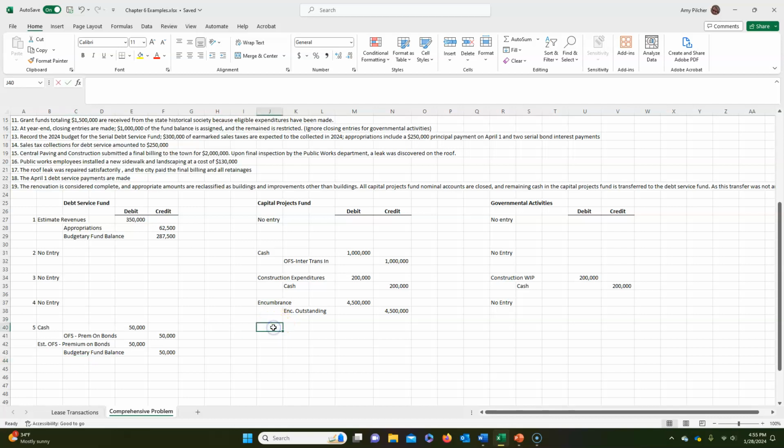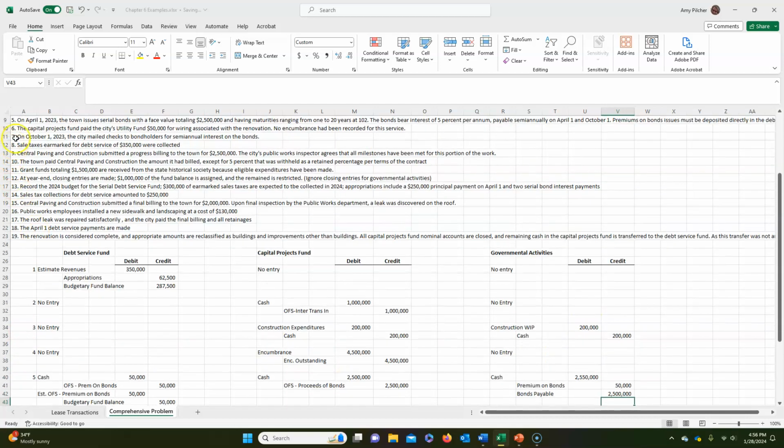For the construction project, we have received cash of $2.5 million. One too many zeros there. And we have proceeds of bonds. Other financing sources, proceeds of bonds, $2.5 million. Then in the governmental activities, we've received cash of $2,550,000. We have a premium on bonds of $50,000, and we have bonds payable of $2.5 million. Okay, so that is through transaction 5.